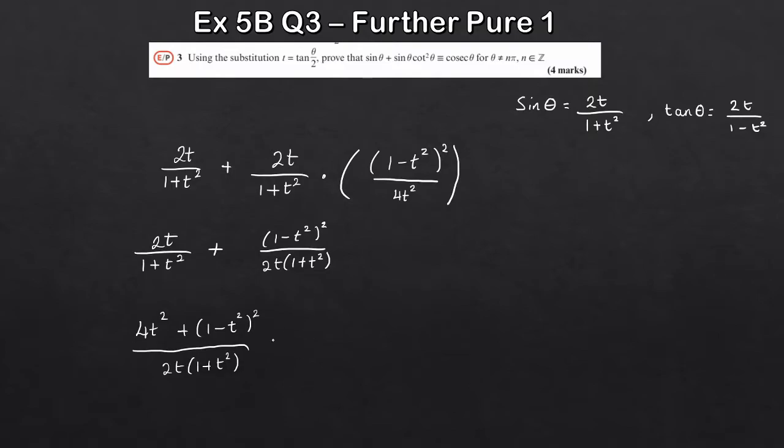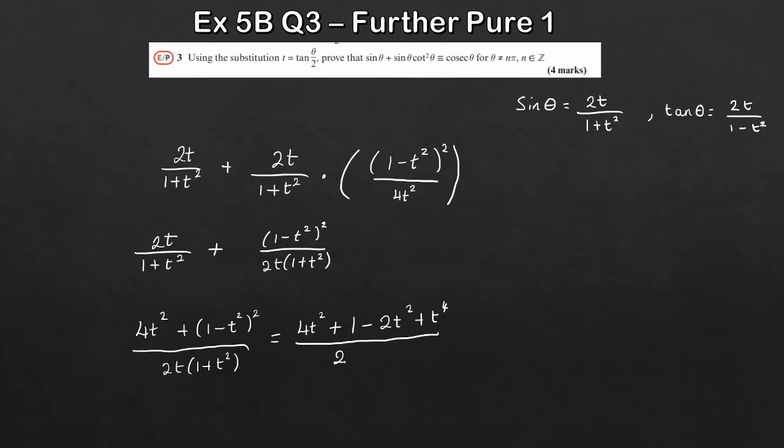I think the easiest way to deal with this would be to expand this in the numerator and start collecting like terms. So I'm going to have 4t squared plus 1, minus 2t squared, plus t to the 4. All I'm doing is expanding this expression and then adding the 4t squared at the beginning.